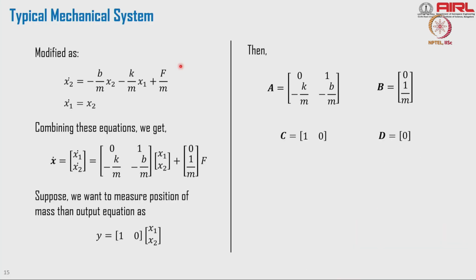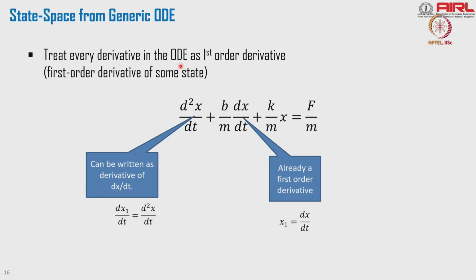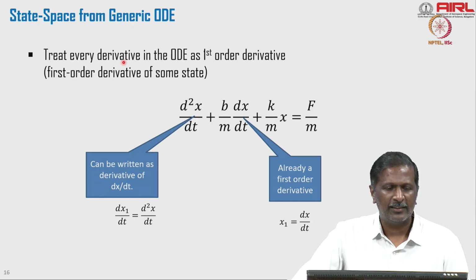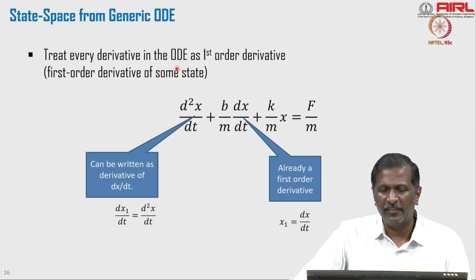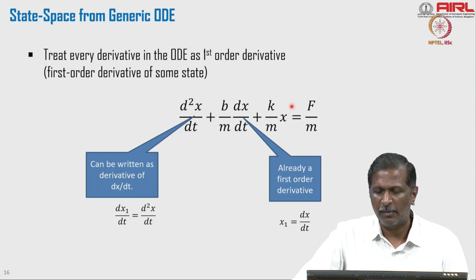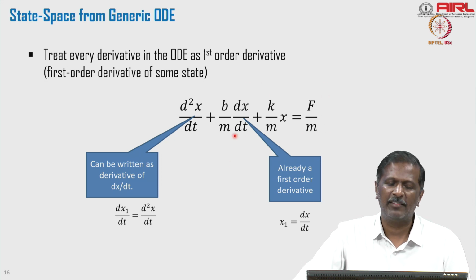Then the A matrix is this, B matrix is this, C matrix and D matrix. So, you can represent them in any state space form you want. Now, if I am going to do a state space representation of a generic ordinary differential equation, treat every derivative as a first order derivative. Let us say d²x/dt² plus b/m dx/dt plus k/m x equals F/m. This is already a first order derivative.